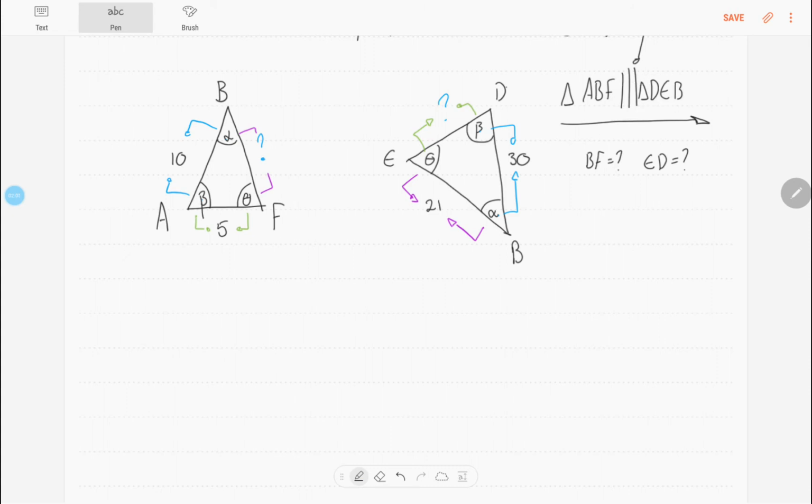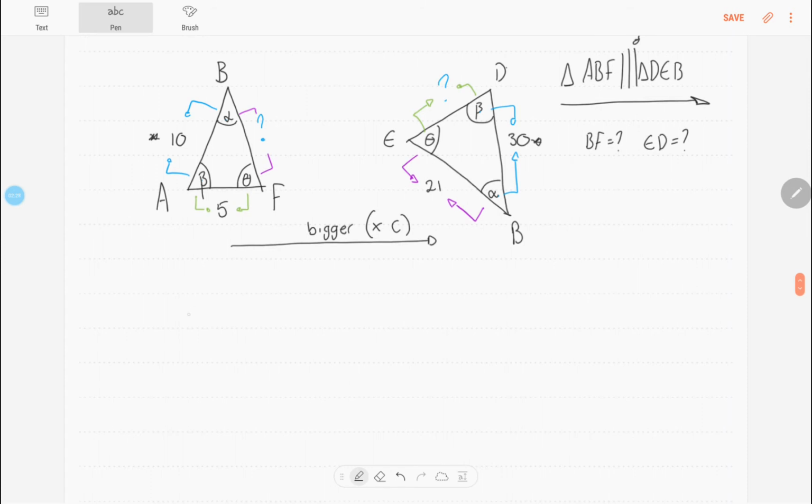So we need to find what that proportion is. If we're going from this triangle to that triangle, we are getting bigger, so we have to be timesing by some value, whatever value we find. That's just C for constant. How do we find that? We look at the ones that we have information on for both triangles. For the blue one here and that one, we have both of those sides. So we're going to put the bigger one over the smaller one, 30 over 10.